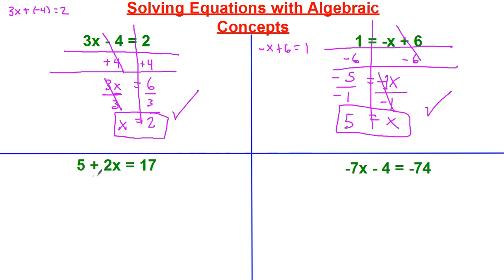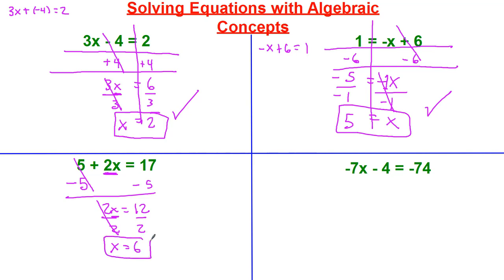Now, over here, you might be tempted to want to do subtract 2x. But remember, we can't get to this until everything else is gone. So the opposite of a positive 5, you can see that this is a positive 5, is going to be minus 5, minus 5. So we have 2x is equal to 12. Now, got to get the x by itself. Divide by 2, divide by 2. So x is going to be equal to 6. Alright, let's double check. 5 plus 2 times 6 is 12. So 12 plus 5 is 17. So yes, that's definitely correct.